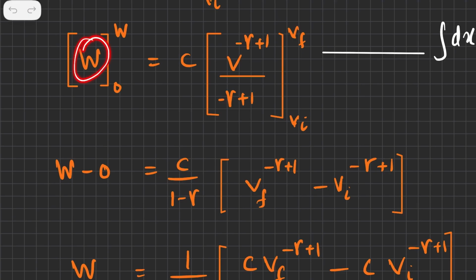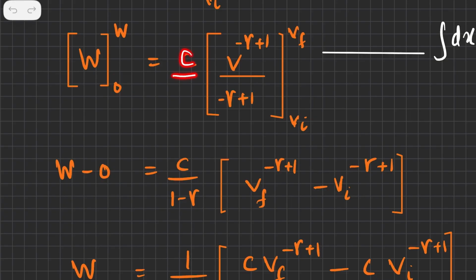Now this work done, I need to get rid of these limits. So how do you get that? You have to put the upper limit minus the lower limit. So wherever there is a w, there is an upper limit, so in place of w there is a w, and minus the lower limit. The lower limit is 0.